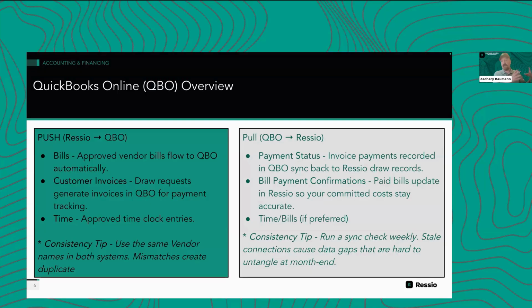However, negative values cannot push over to QuickBooks. You can't have a negative bill in QuickBooks. It's not a concept that they enjoy. So if you are utilizing QuickBooks and you want to track vendor credits, they need to originate in QuickBooks, and those can be pulled right back over to Ressio, still acting as that negative bill workflow. They're marked as vendor credits in the budget screen and everything like that. So just something to be aware of there.